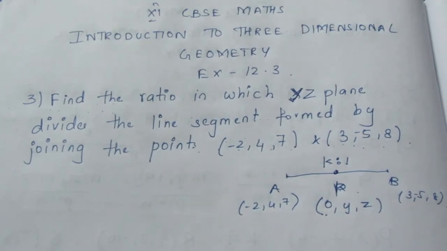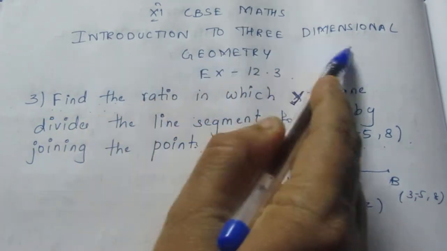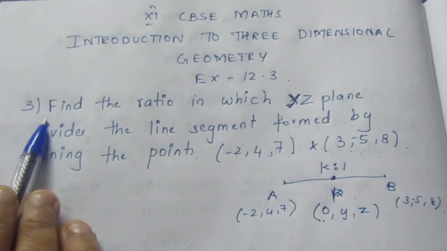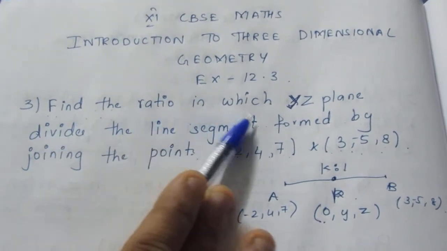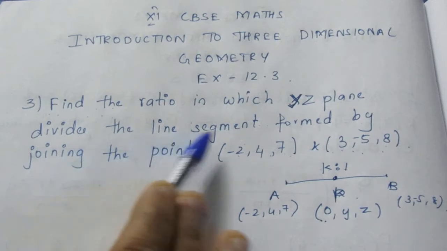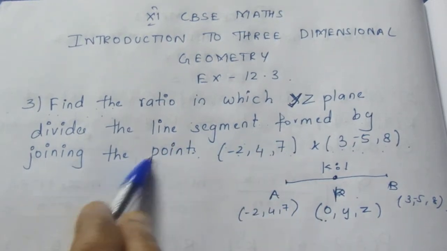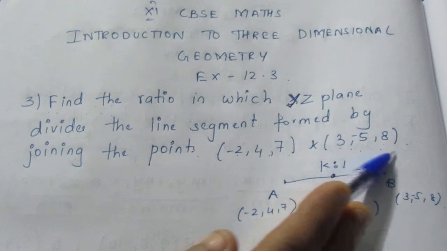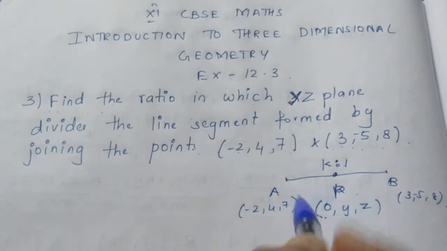Today we are going to see 11 CBSE Maths Introduction to 3-Dimensional Geometry, Exercise 12.3, Question number 3. Let's see the question. Find the ratio in which the YZ plane divides the line segment formed by joining the points (-2, 4, 7) and (3, -5, 8). Already I have drawn the diagram here.